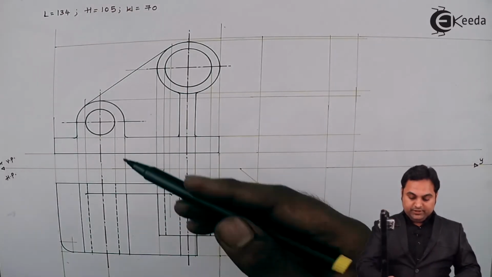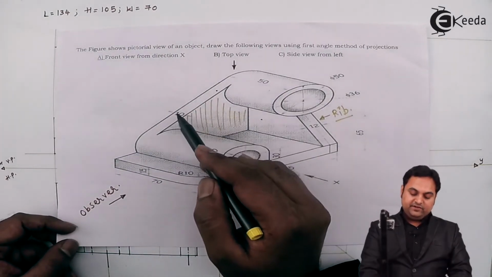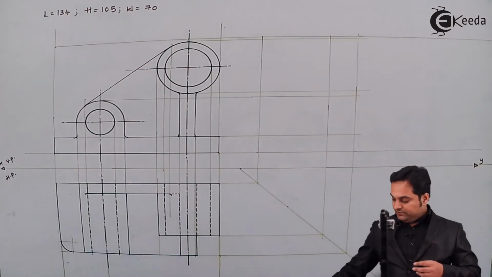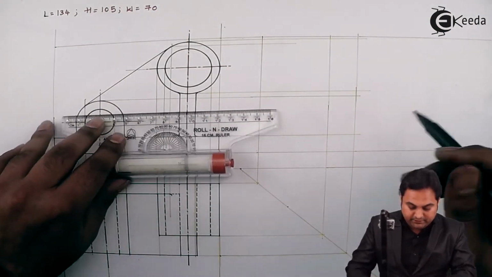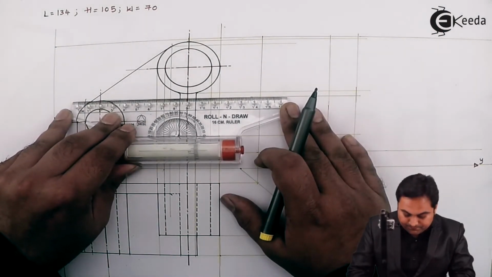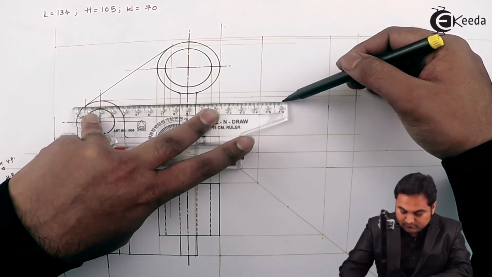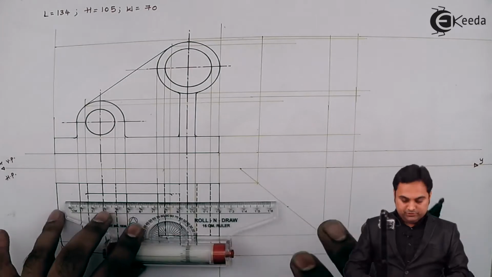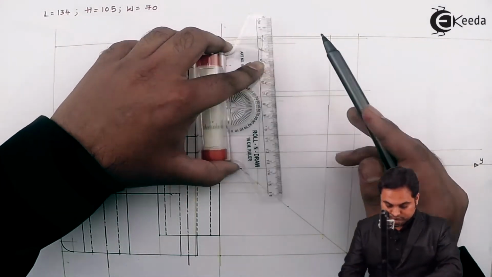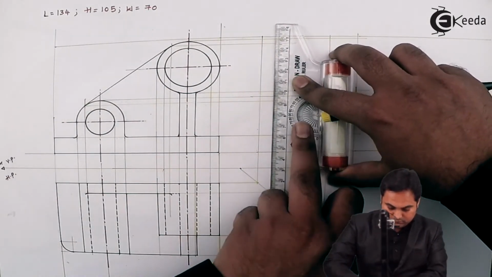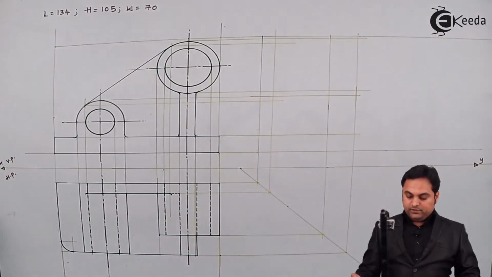Next, the rib will also be visible. This rib will be visible and it has width 10. Height we can get from the front view. So here I am getting the height of the rib. Width of the rib we can get from the top view. So this will be the rib.